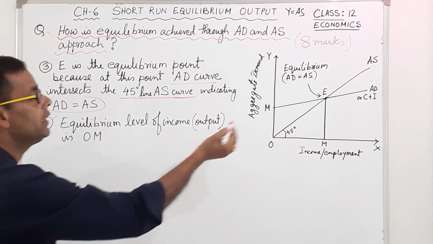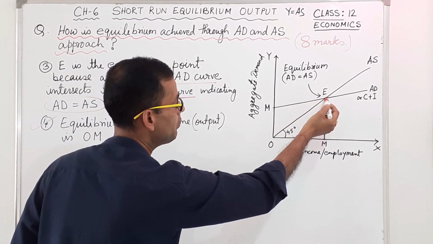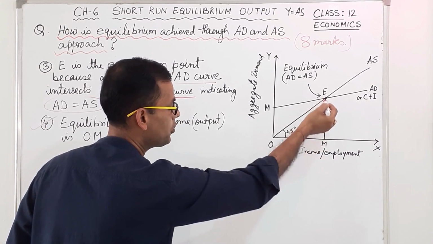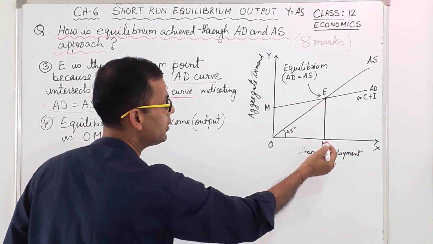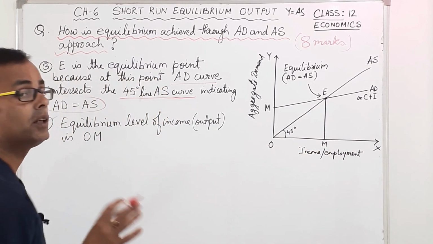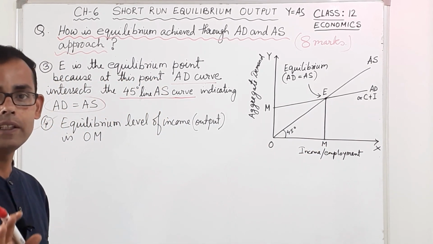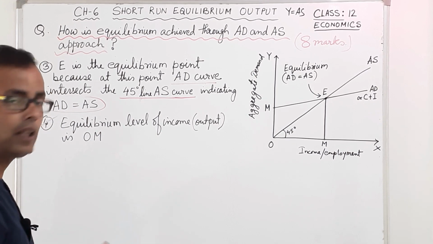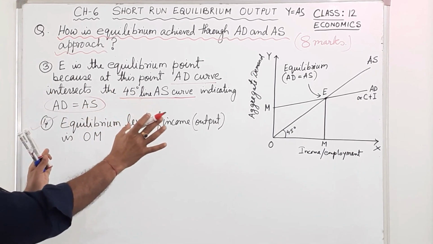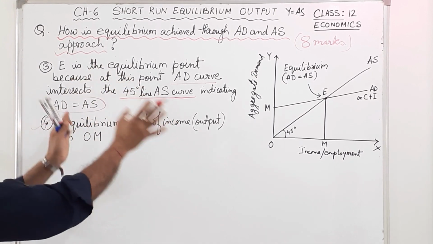At this point, at this level of income, if we draw one vertical line, if we drop one vertical line from here, then it will touch here, and this point is M. So OM is the equilibrium level of income or output. Clear? This is the main thing of this question.